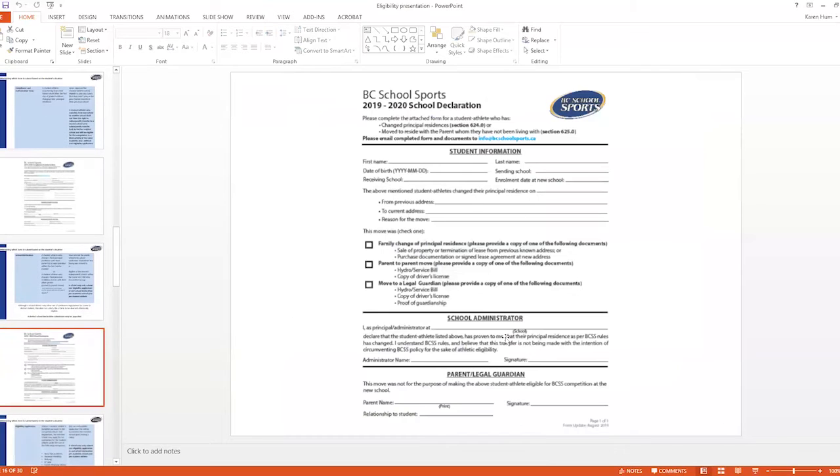So just to look at the form, it's important that it's completed in full. Your school administrator is signing it, indicating that they're aware that they're submitting this, and that the student didn't move for the purpose of sport. It's always helpful if you can provide one of the required documents in here, because then our eligibility officer is not going to come back to you and ask for it. If it's all submitted at once, it'll make the processing of the form a lot faster and more efficient.